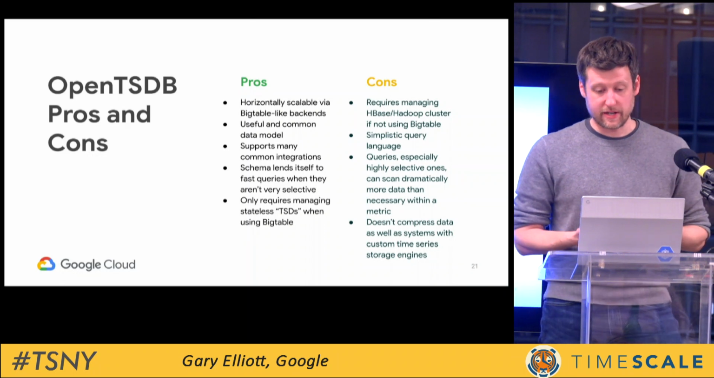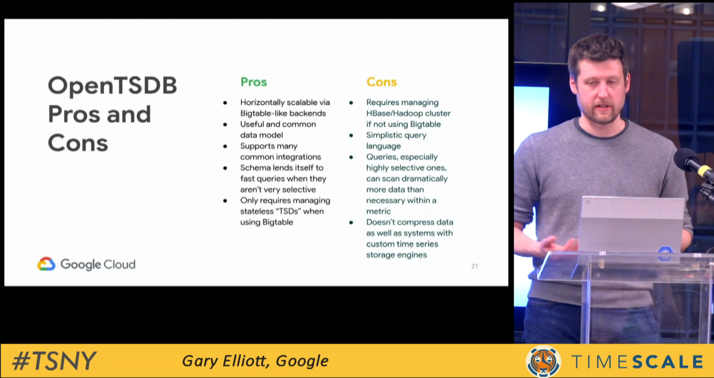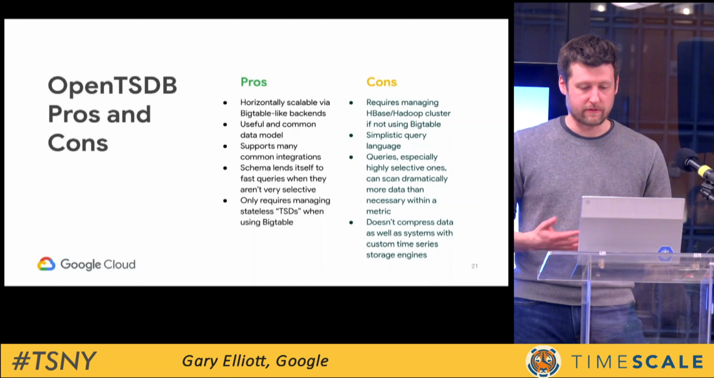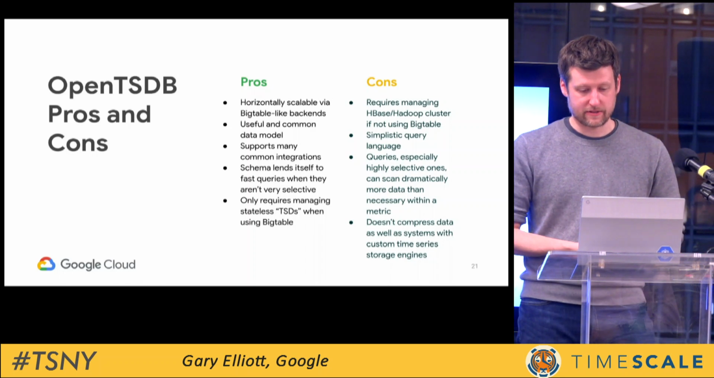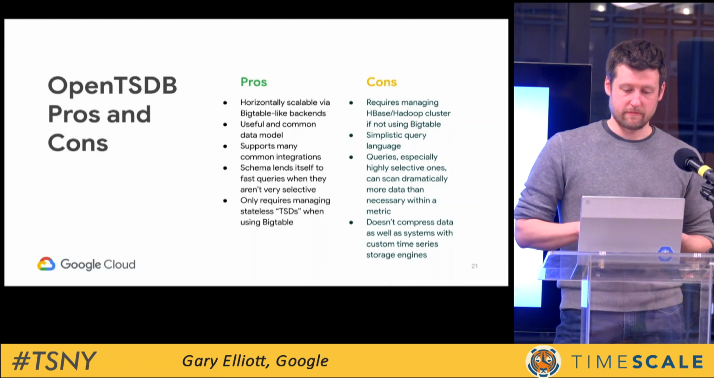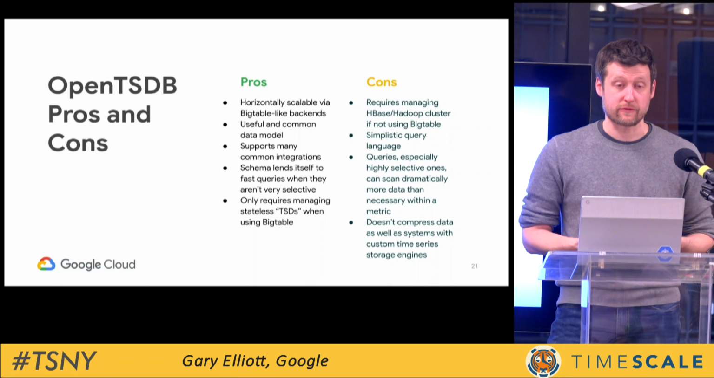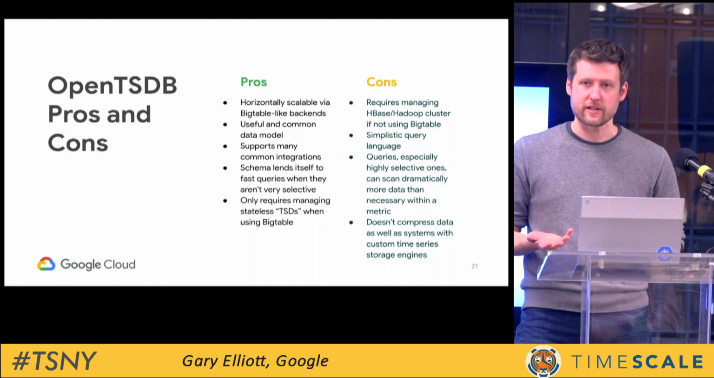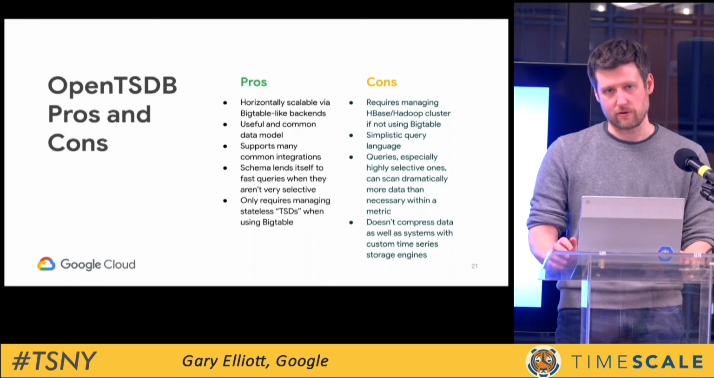So, some pros here. It's horizontally scalable. So you can scale this to pretty much arbitrary amounts of data and ingest rates and all that. There's a standard, common data model that it supports. A bunch of integrations, Grafana, et cetera, come out of the box with OpenTSDB. Not very selective queries work really well. And the only bit of software you have to run, especially if you use Cloud Bigtable here, is this TSD, the actual query server. And that's a stateless thing you can run in a Kubernetes cluster or just run a couple on VMs, and it's not that hard to manage.